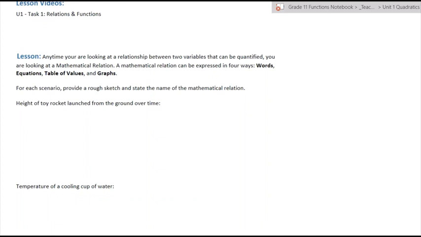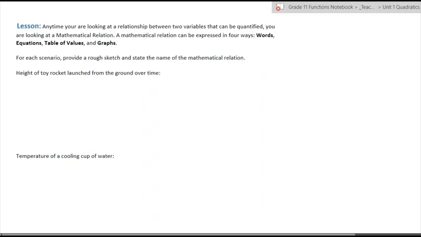So we're looking first at the height of a toy rocket launched from the ground over time. If we're looking at this, then we have height and we have time. Now, as a rocket is launched, it's going to increase in height very quickly in a short amount of time. And as it reaches the end of its burn cycle, it's going to slow down, reach the peak of its height, and then slowly come back down and increase quickly back down to the ground due to gravity. So this quadratic function best represents this relationship. So we have a quadratic function here.